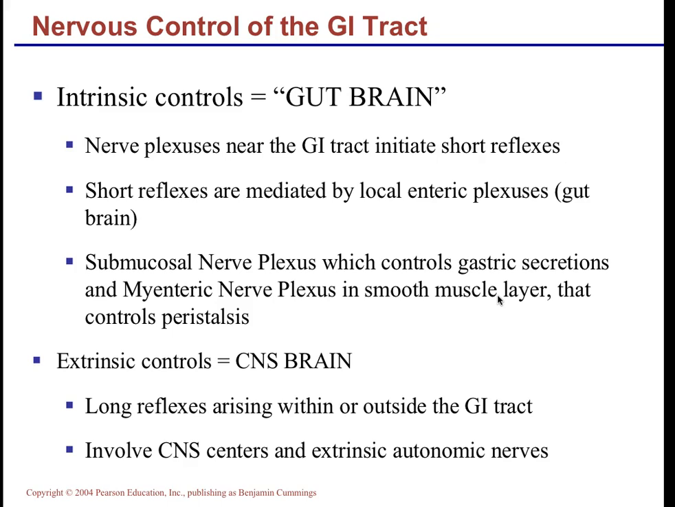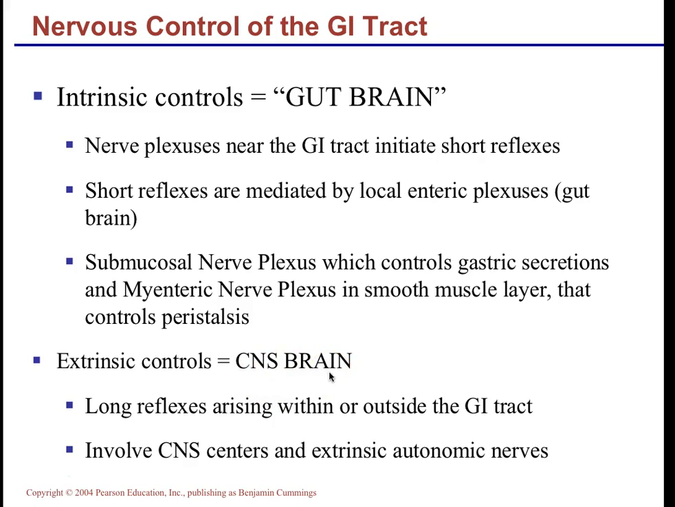If I ate some mouthfuls of steak, steak has fat and protein, and you would want to spend a lot more time breaking that down. So your smooth muscle layer gut brain, the myenteric nerve plexus, is going to slow down peristalsis after you've eaten a steak, whereas if you eat a salad and all it is greens, peristalsis moves along pretty rapidly.